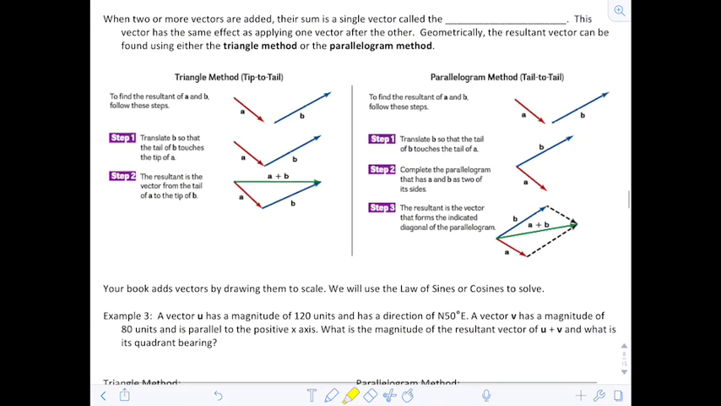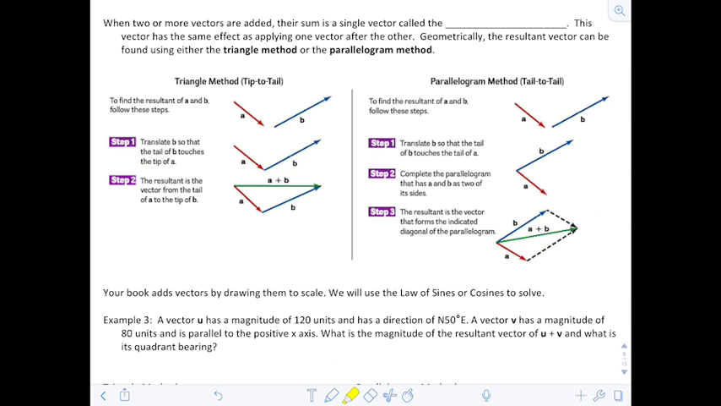Now when we do vector addition, we're going to look at two different ways that we can add vectors together: the triangle method and the parallelogram method. When two or more vectors are added, their sum is a single vector, and it is called the resultant. In some physics books, you may hear the displacement resultant. This vector has the same effect as applying one vector after the other. Geometrically, the resultant vector can be found using either of these two methods, triangle or parallelogram.